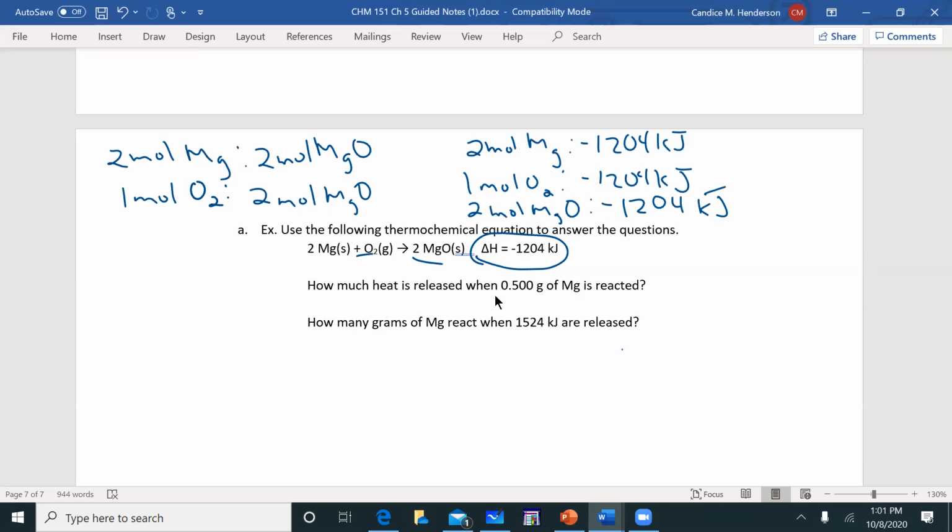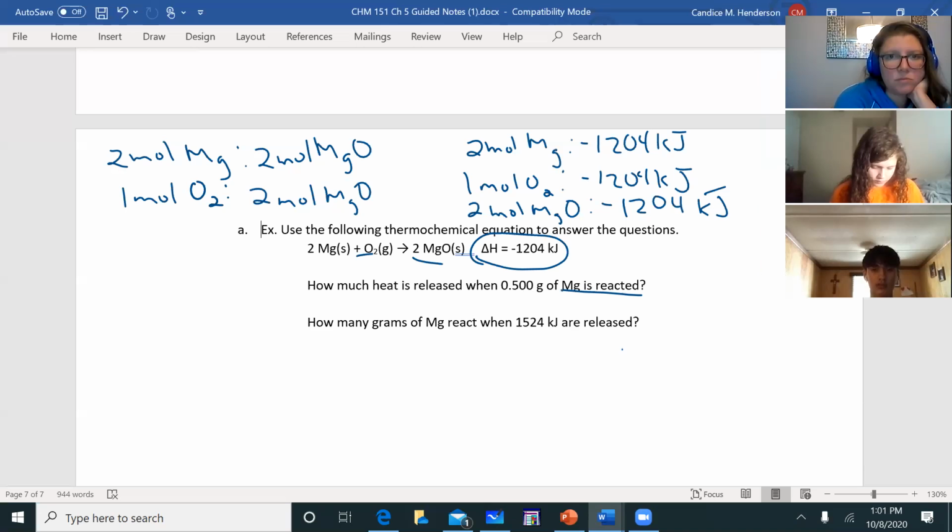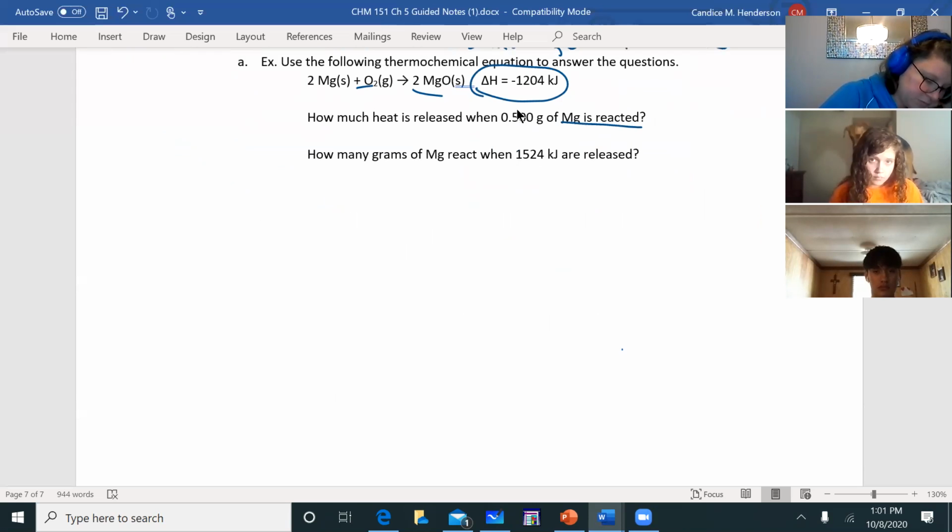So how much heat is released when 0.500 grams of magnesium react? A lot of times in these problems, the values will be given to you in grams. We don't have a relationship between grams of magnesium and energy. What do we have? We have moles of magnesium and energy. So the first step is that we're going to need to go from our given gram value and convert that into moles.